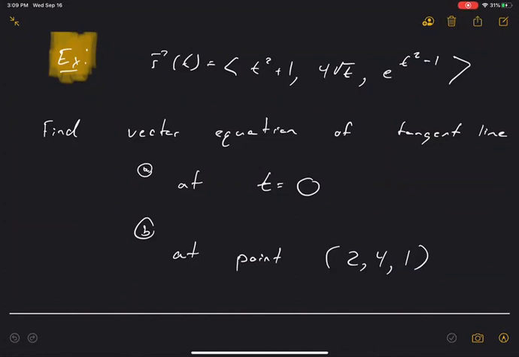There's a couple ways we could solve this problem. We could be told to find the equation of the tangent line when t equals 0, or we might be given a point, 2, 4, 1. So let's solve part A first.